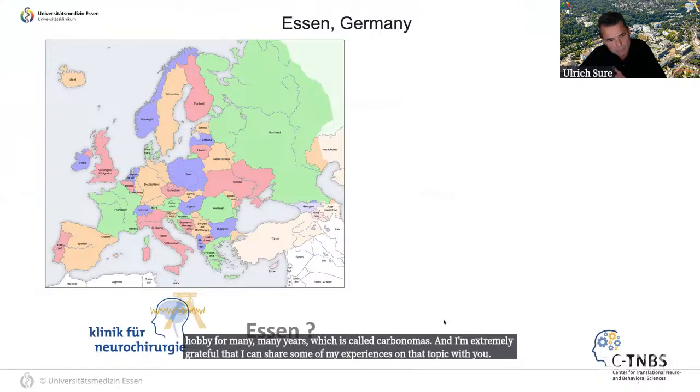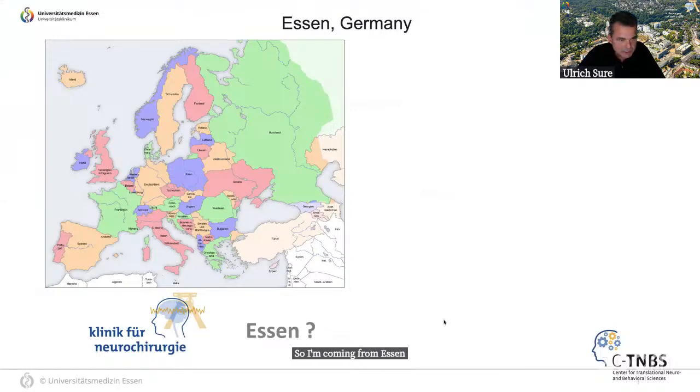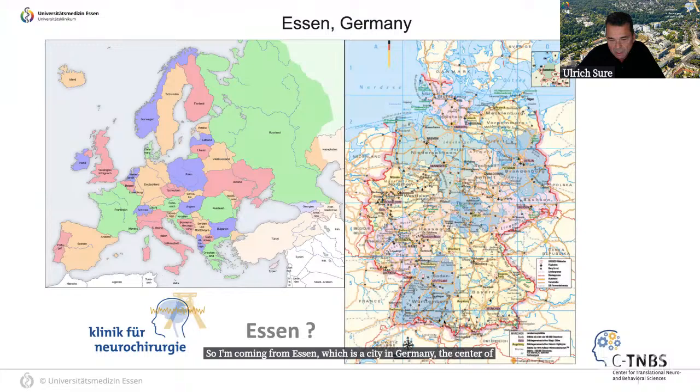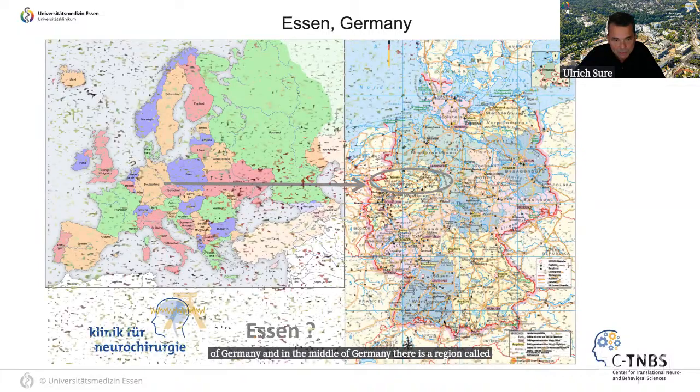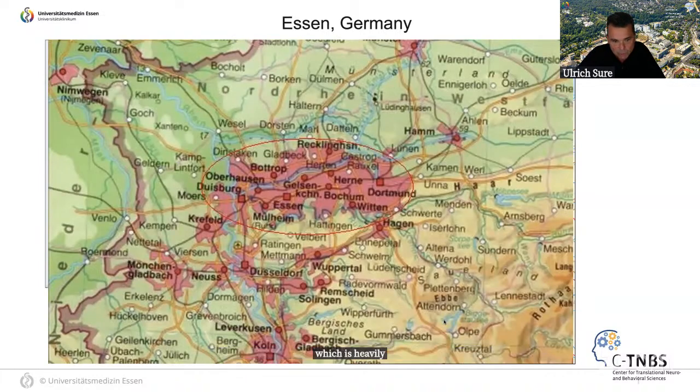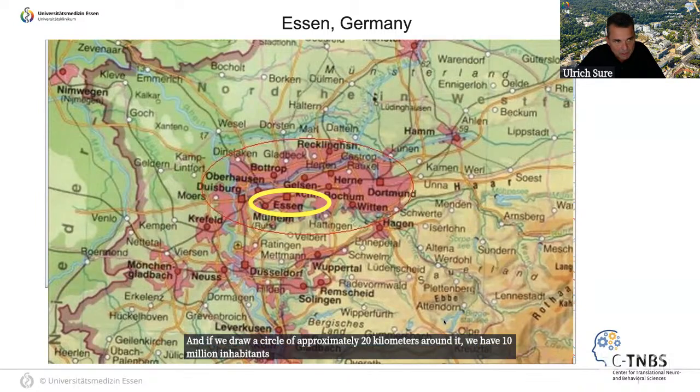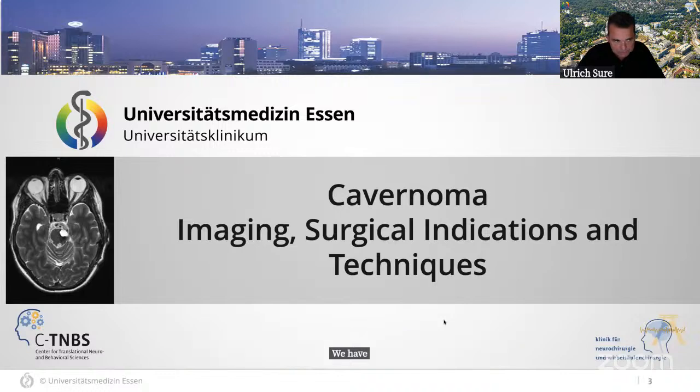So I'm coming from Essen, which is a city in Germany, in the center of Europe. You see here a map of Germany, and in the middle of Germany, there is a region called Ruhrgebiet, which is heavily populated. And in the center of the Ruhrgebiet, there is Essen. And if we draw a circle of approximately 20 kilometers around it, we have 10 million inhabitants. So that is why we have quite a large catchment area and one of the largest departments within our country.